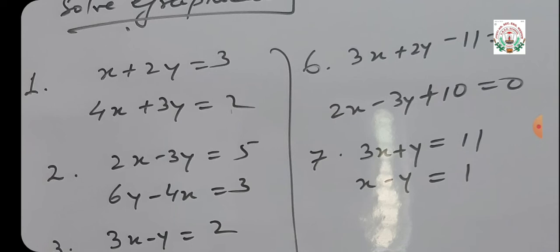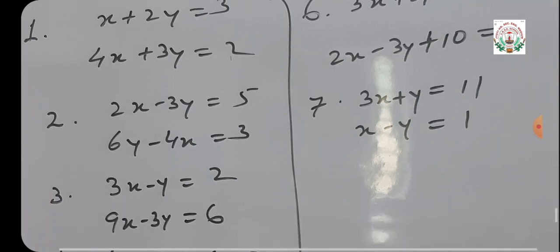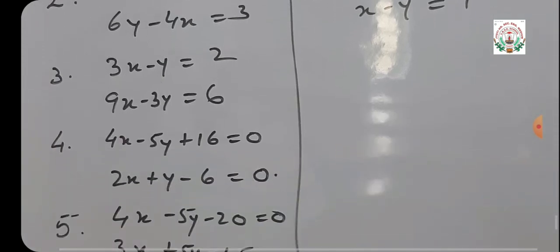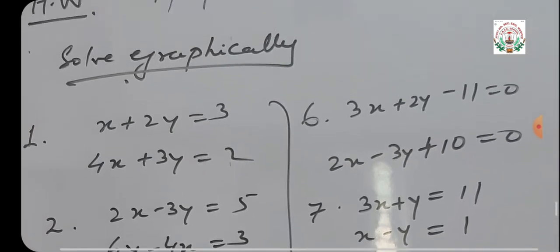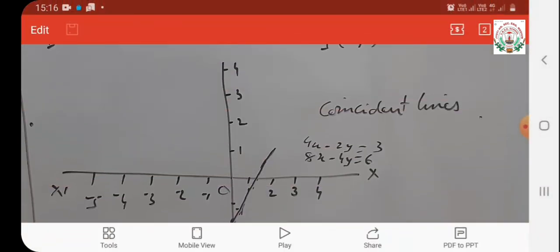x plus 2y equals 3, 4x plus 3y equals 2. What you have to do is first find out three solutions of both the equations, and after finding the solutions you have to plot the points and draw the straight lines perfectly. In the same way the second question, third, fourth, fifth, sixth and the 7th question. So please be accurate to complete.